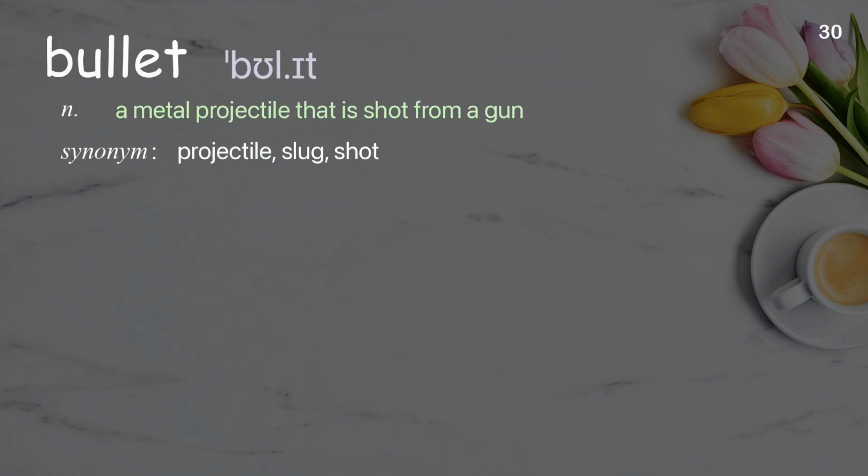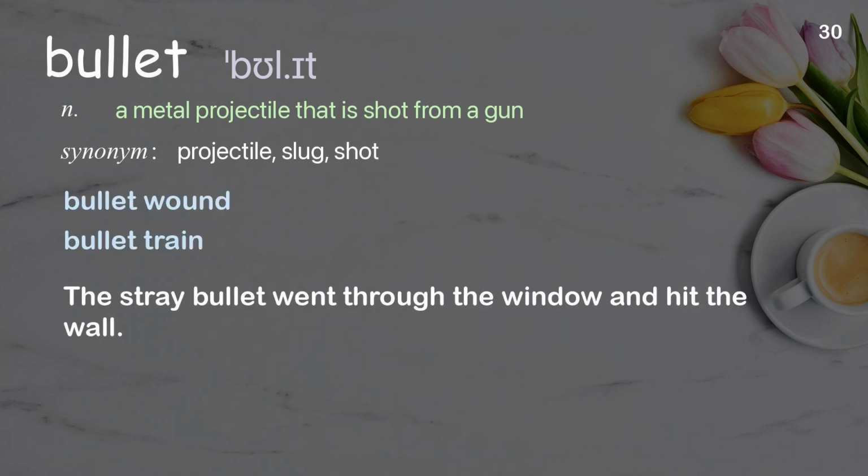Bullet. A metal projectile that is shot from a gun. Examples: Bullet wound. Bullet train. The stray bullet went through the window and hit the wall.